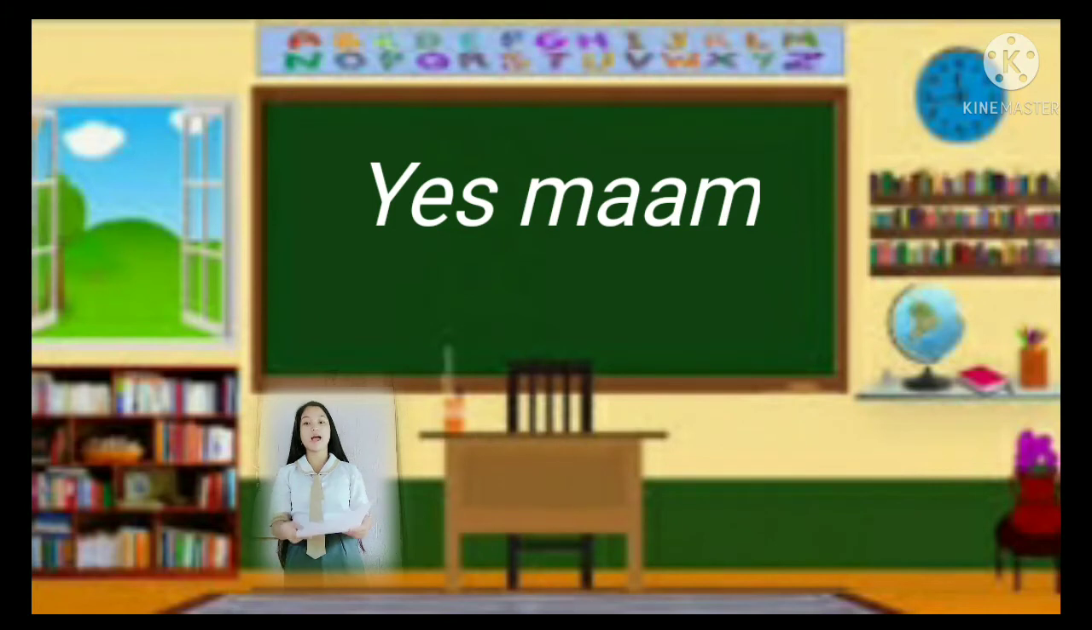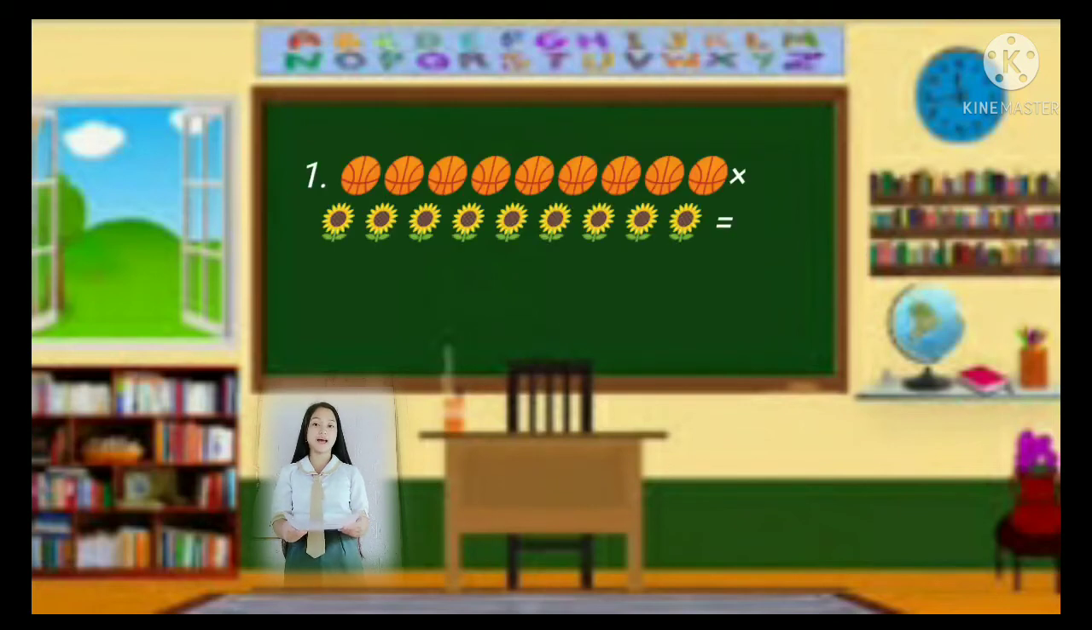Very good. Okay, let's have an oral recitation. I am going to present two things, then you are going to multiply them. Okay? Did you understand? Okay, I have number 1. If you want to answer, just raise your right hand. So number 1, I have here 9 balls multiplied by 9 flowers. What is the answer?